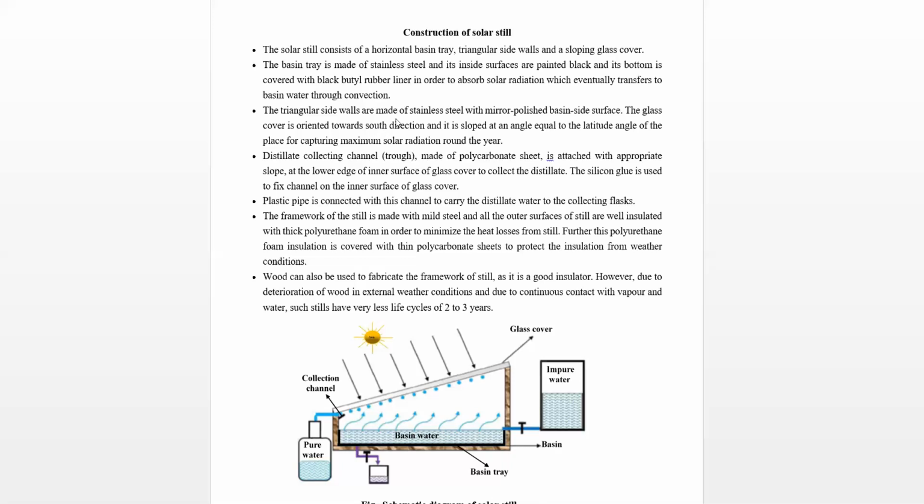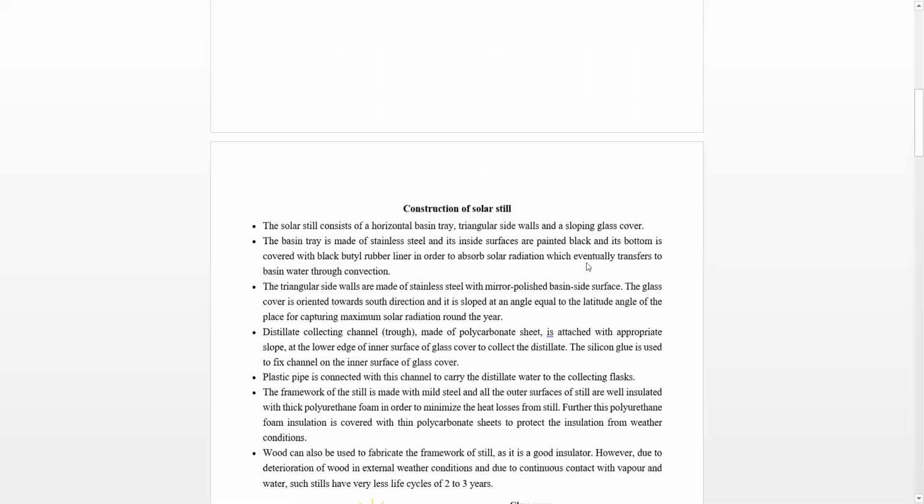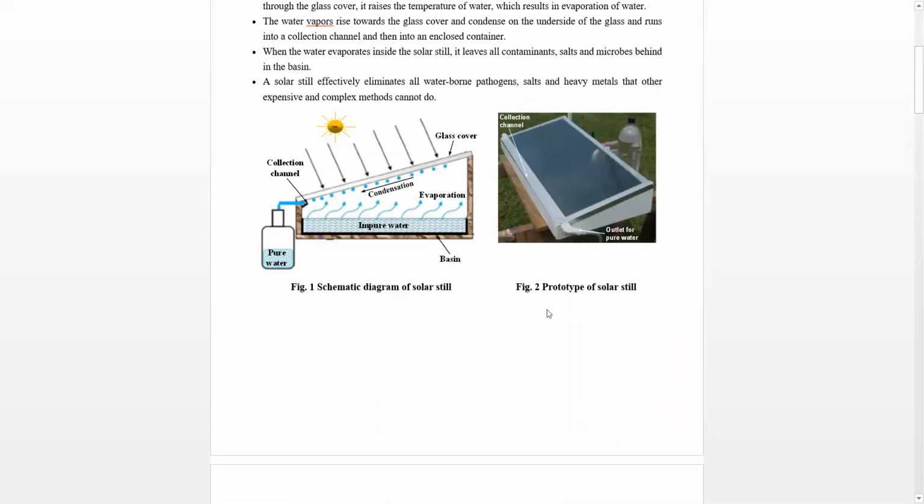The triangular side walls are made of stainless steel with mirror polished basin side surface. Now, why are they made of stainless steel with mirror polished basin side surface? Let me go back to the prototype of steel. So here you can see that this is the triangular side.